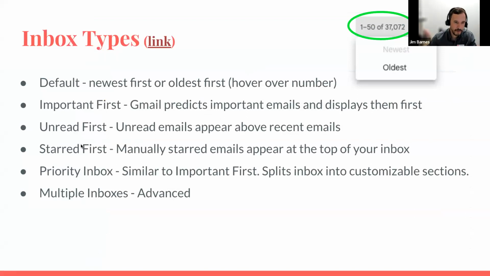And the next type is starred first. So you can put a star beside your emails. And if you look next to your email, there will be a little star icon and you can click that. And that's kind of a manual way of saying this is important. And then all of those starred emails will be at the top. And then the fifth one here is called priority inbox. And this is actually similar to the second option, important first, but it splits your inbox into sections.